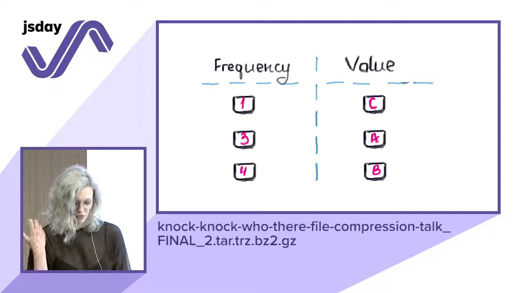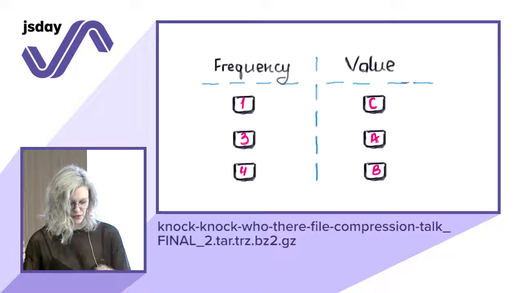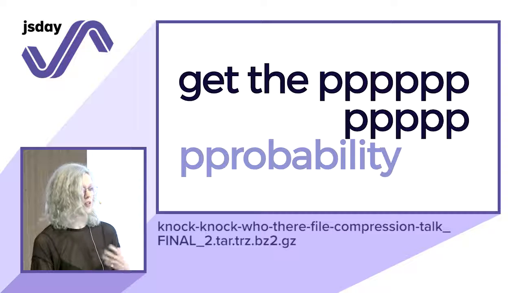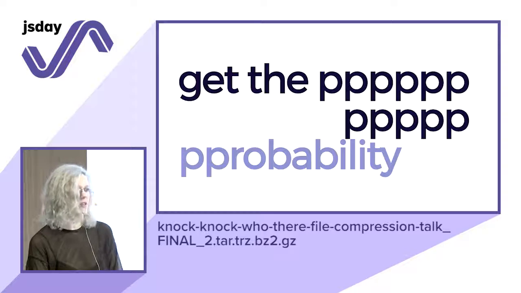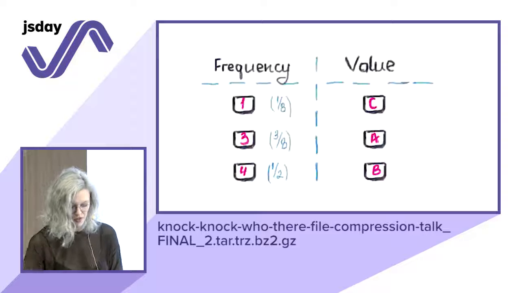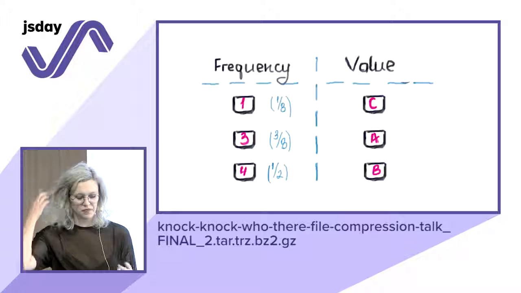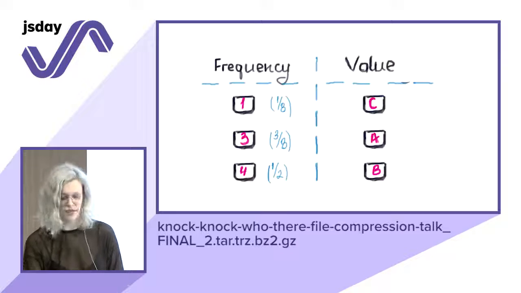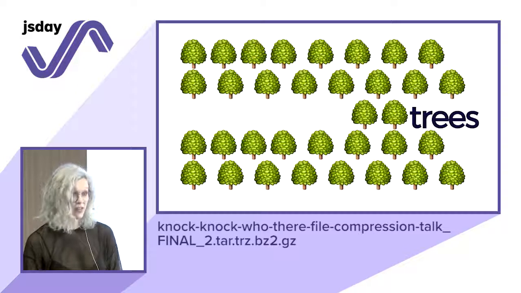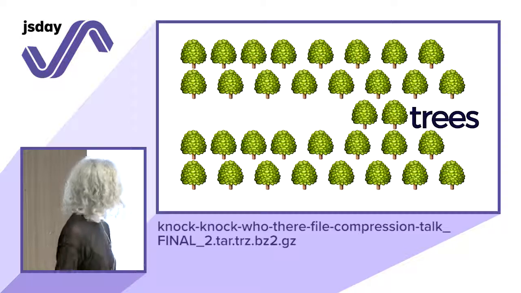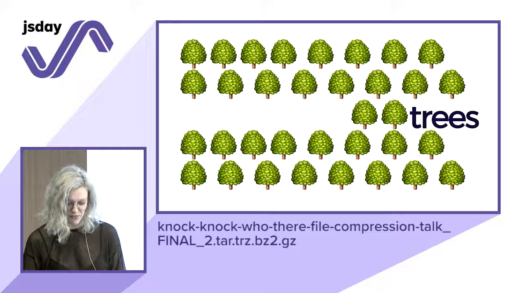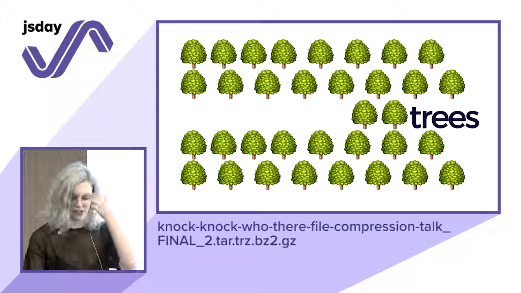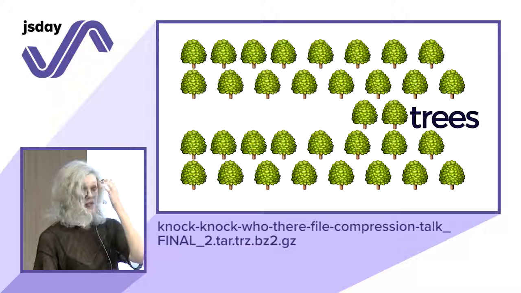Sometimes a useful thing to do is get the probability of that letter occurring in the stream. Based on those numbers, we can see that it's 1/8, 3/8, and a half, respectively. Then you build the Huffman tree, which is how this entire Huffman thing comes about. Everything's about the trees.